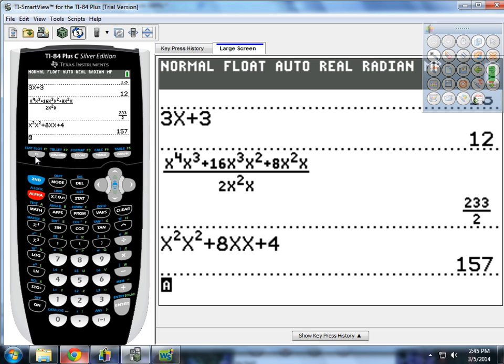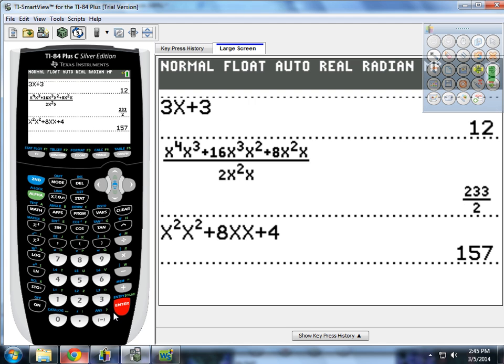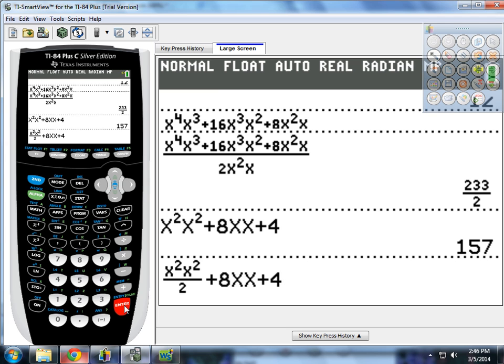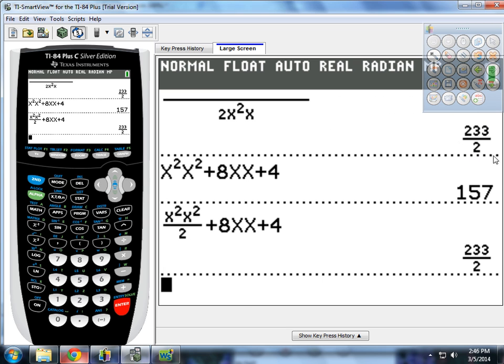Okay, so I need a little fraction bar. So I've got X squared all over 2, then arrow over, plus 8x plus 4. And looky there, 233 over 2, answer is D. Okay, and if you look through the rest of those, they're all exactly the same.